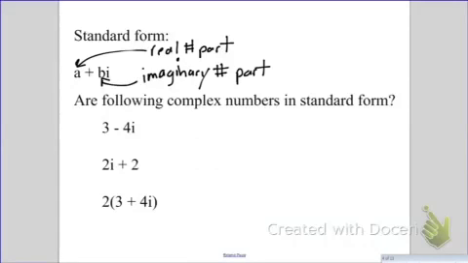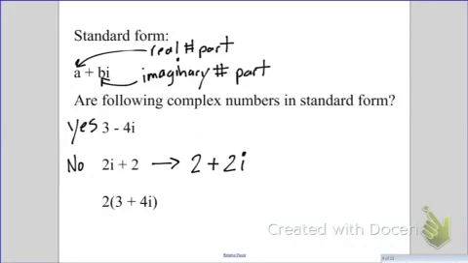So let's take a look at a couple of these examples. Are the following numbers in standard form? I see in the first problem that 3 is real, it comes first, followed by a negative 4i that comes second. So the answer to this one is yes. In the second one, I see the imaginary come first, but the real second. So this one is no. It is not in standard form. What it should say is 2 plus 2i.